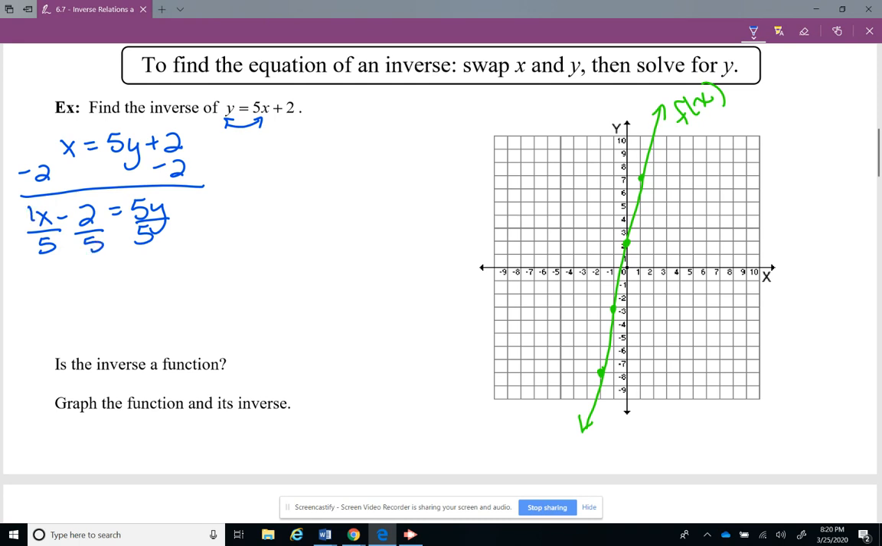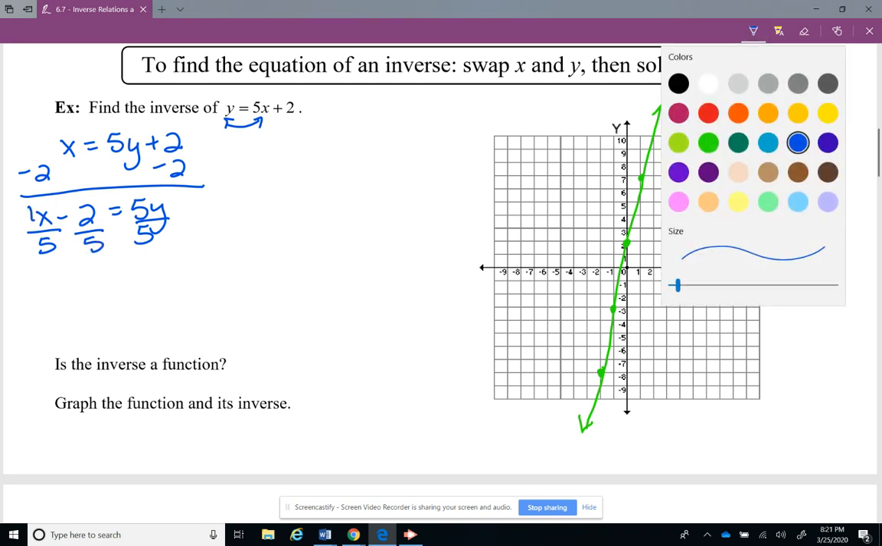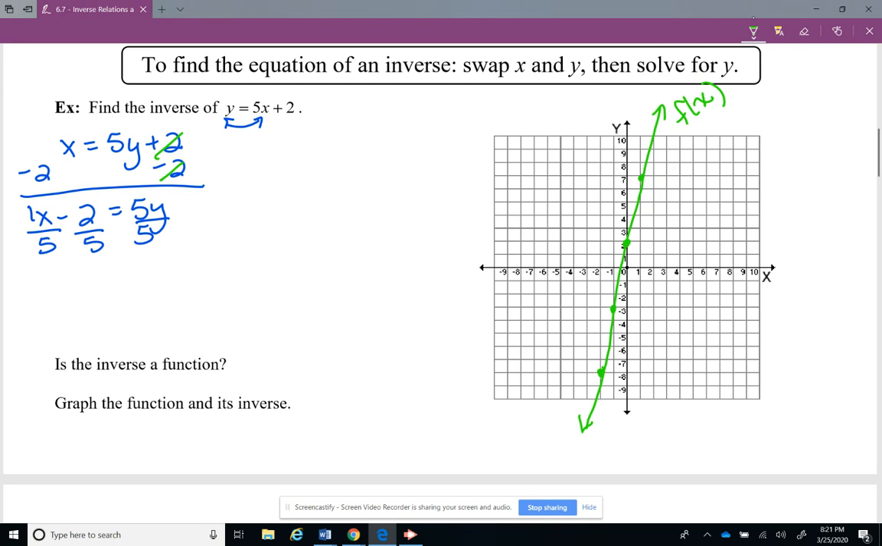Go ahead and put a 1 here. That might help you in a minute. These ended up canceling, and these ended up canceling. So I'm going to write it in y equals form. So y equals 1/5 x minus 2/5. Now, doesn't that look like y equals mx plus b to you? Yep. There's a slope. There's a y-intercept. But we're going to graph this a different way.